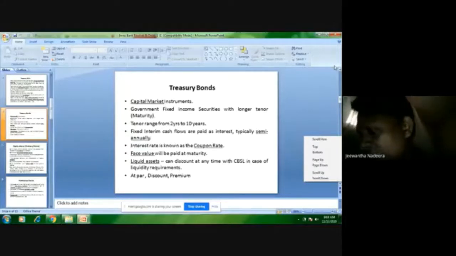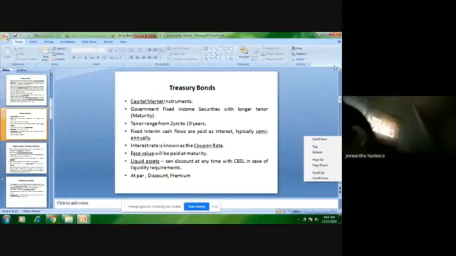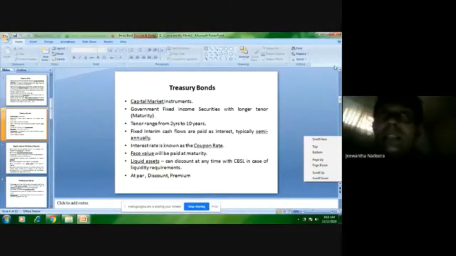If you're selling at more than 100, we call it selling this bond at a premium. The person who is buying this bond at 110 is buying a premium bond. If it is more than 100, it's a premium; if it is less than 100, we call it a discount. Now say there is a feature involving this treasury bond.